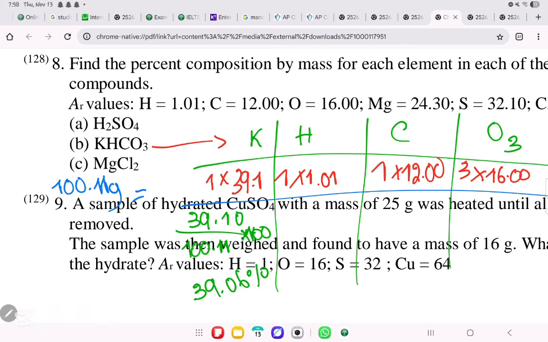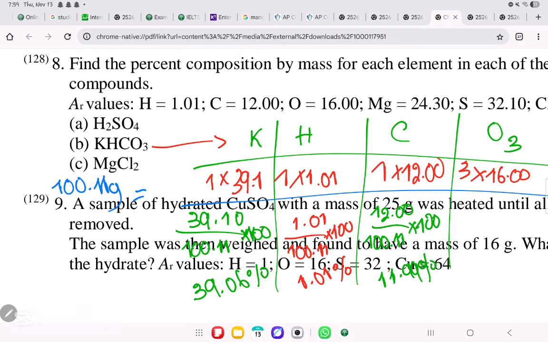Now for hydrogen, it's gonna be 1.01 over 100.11 times 100, right? You're gonna take the least significant figures, which is 3, so it's gonna be 1.01%. Now for carbon, it's gonna be 12.00 over 100.11 times 100. So 12.00 is only 4 significant figures, so your answer will be 11.99%.